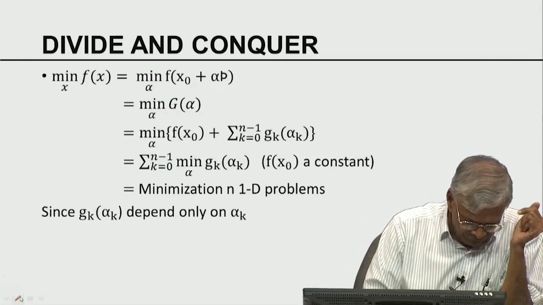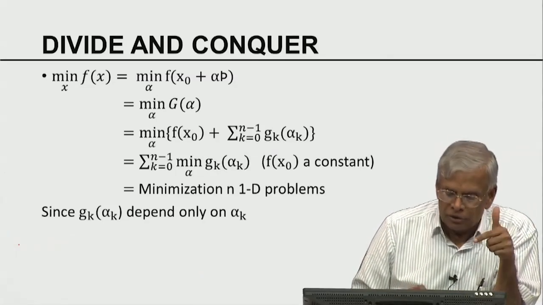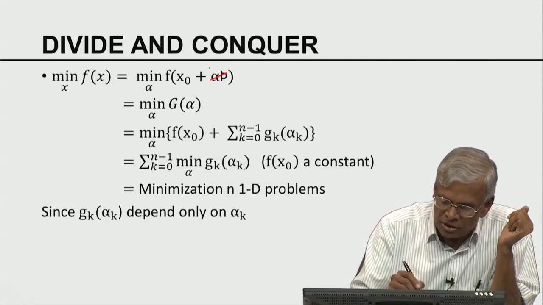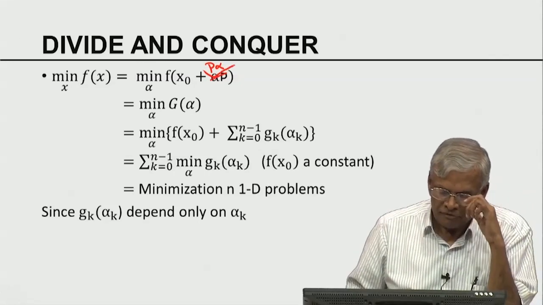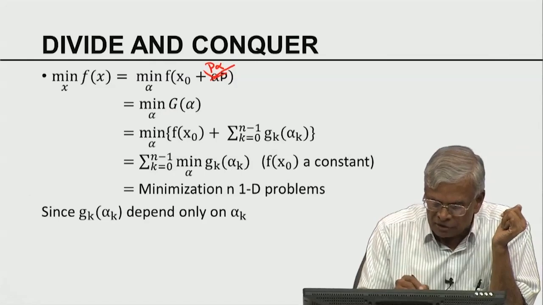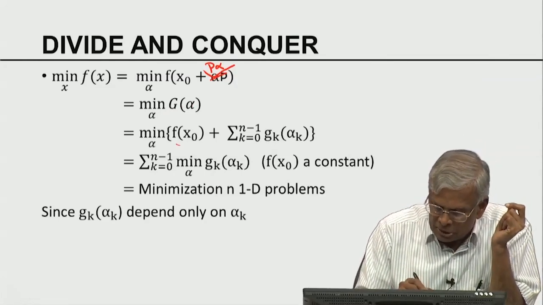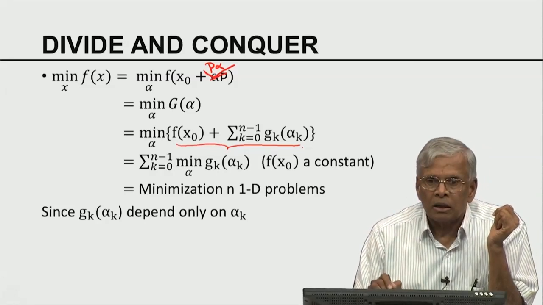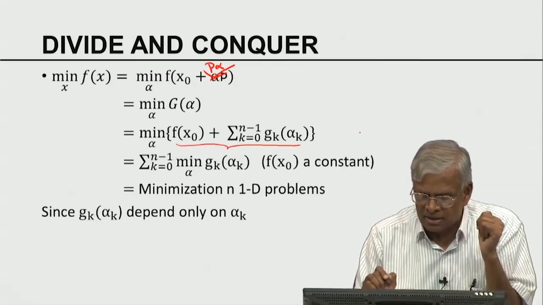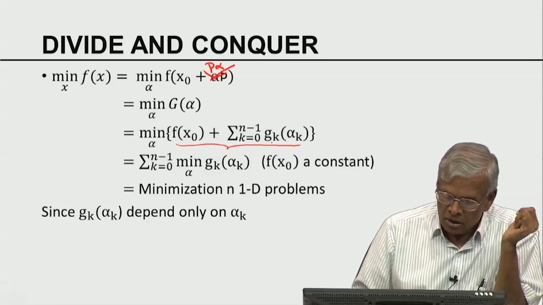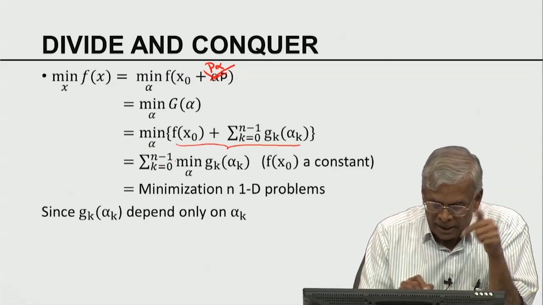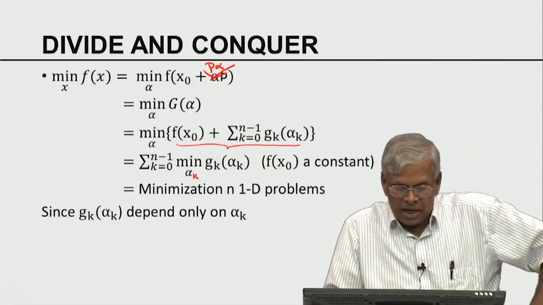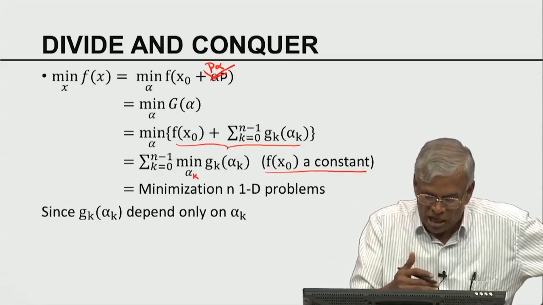Therefore, minimizing f of x in the x space, in the original coordinate system, is equivalent to minimizing f of x naught plus p of alpha, that is, minimizing with respect to g of alpha, but g of alpha from the previous page is given by this. The terms in the parenthesis are sums of individual alpha k, they depend only on the individual alpha k. Therefore, the minimum with respect to the vector, I can replace by a summation of minima with respect to alpha k for each k, because f of x naught is a constant, so that does not change the analysis.